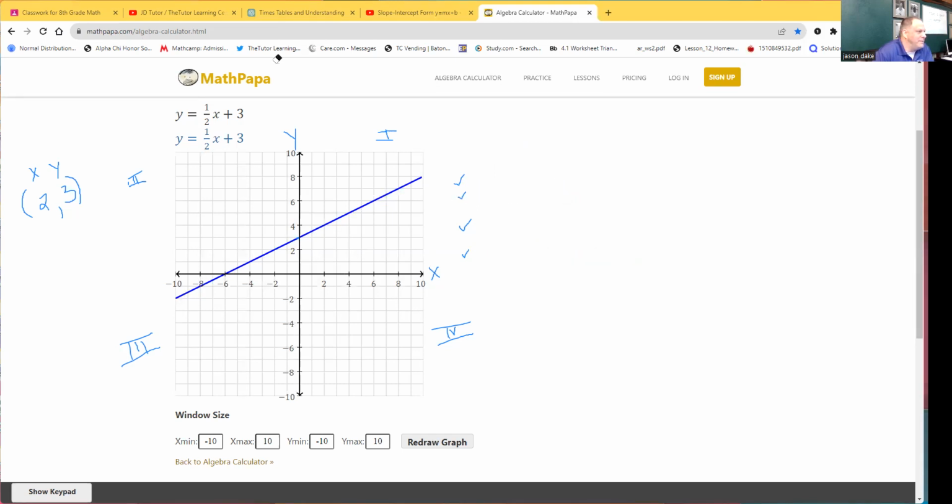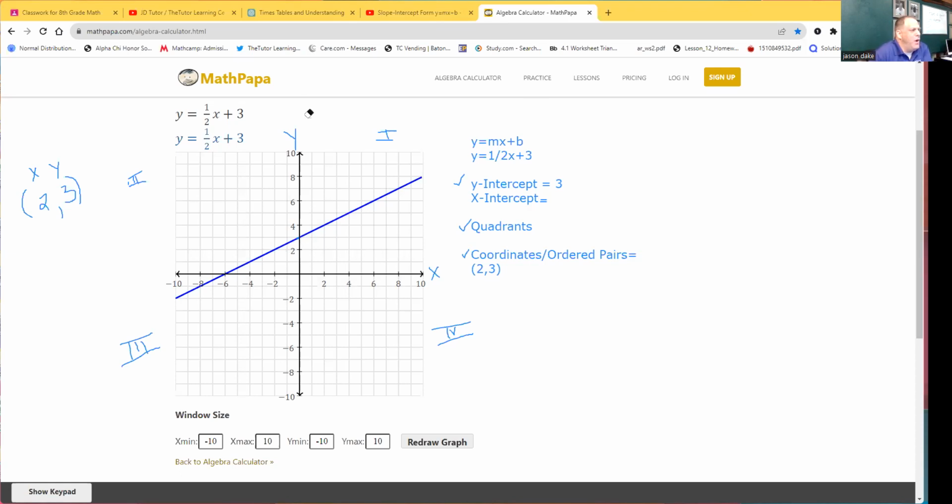Oh, I just erased everything. Undo, undo, undo, undo. Okay, sorry about that. Let's try to do this carefully. Okay, so we're not going to worry too much about the y-intercept right now.